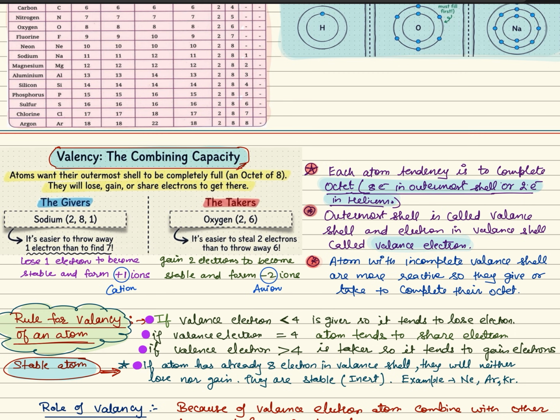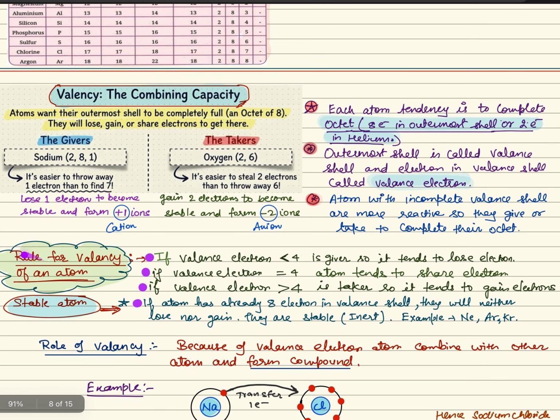Okay, so these are the rules. The outermost shell is called the valence shell. I told you electrons in the valence shell are valence electrons. Atoms with an incomplete valence shell are more reactive. Since it is incomplete, they are more reactive. So they want to react with others and form compounds because they want to complete the octet. And this is the rule for the valency of an atom.